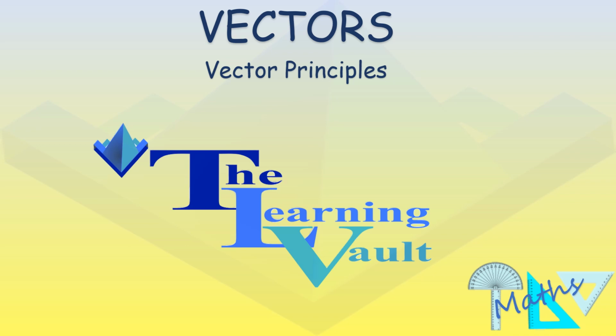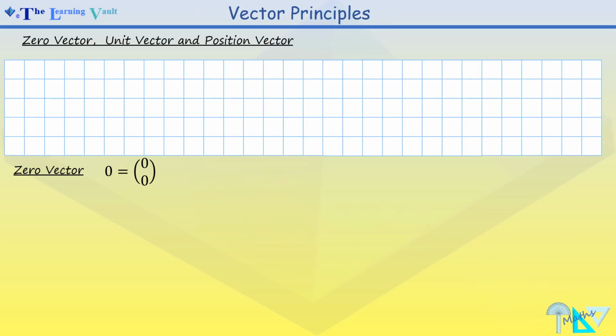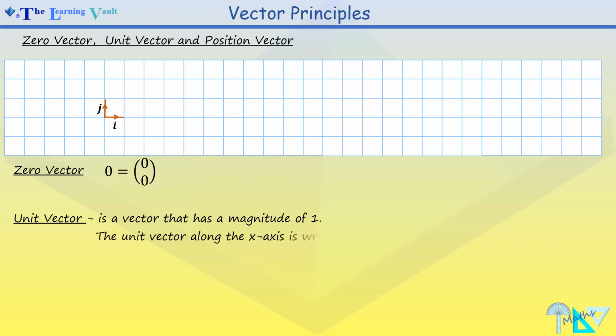This clip is on vectors. Zero vector. This gives us a value of 0. A unit vector is a vector that has a magnitude of 1.